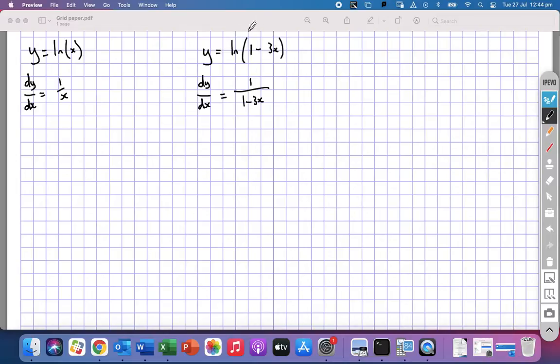That was like the outside part. So this is the whole thing that got logged. But on the inside, the x was multiplied by 3 minus 3 and the 1. So you think, well, what's the derivative of the inside? It's minus 3. And you can whack all that together in one fraction. So that's a good starting point.